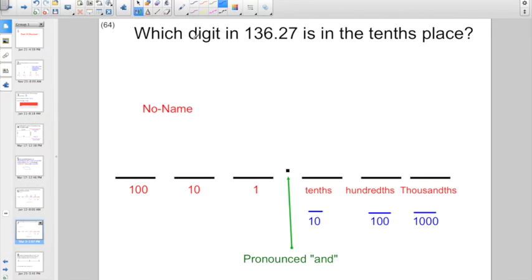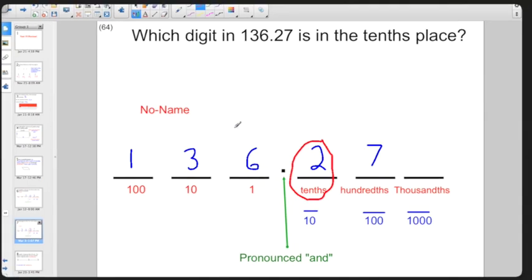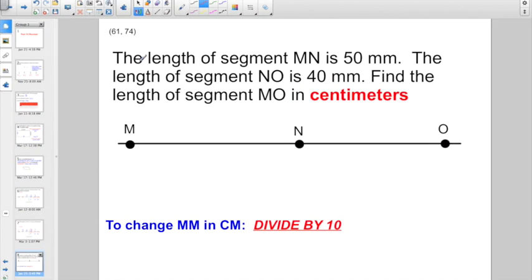Check out this one. Which digit in 136 and 27/100 is in the 10th place? So if I plugged it into my handy dandy chart here, I'd have 136 in the no-name group and 27/100. And they want to know which digit is in the 10th place. If you take a look at it here, it's pretty easy to see. That's the 2.